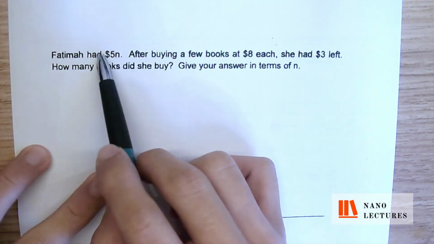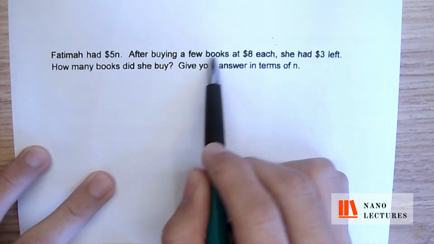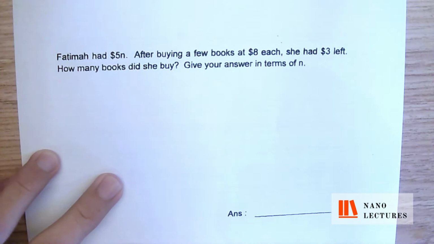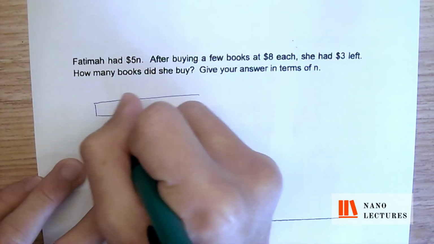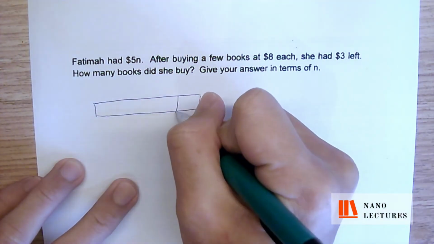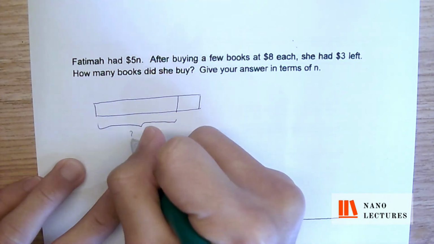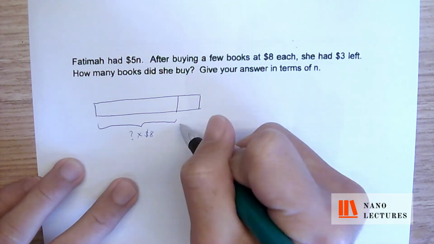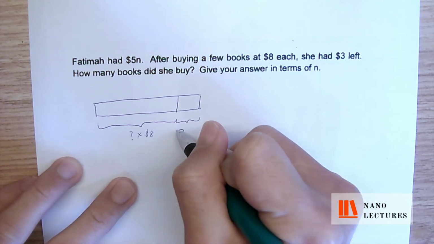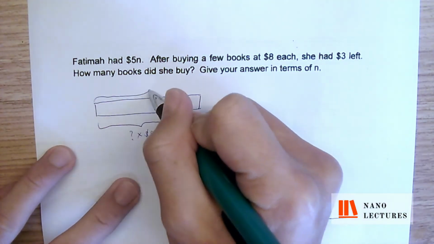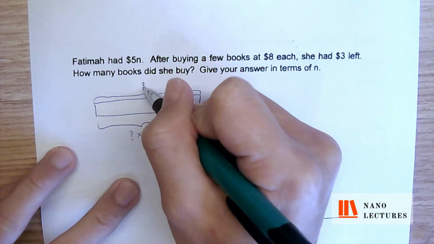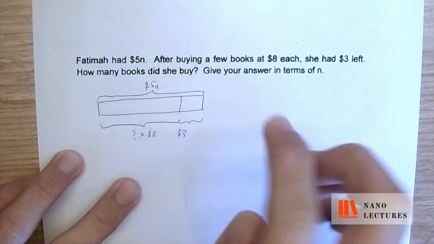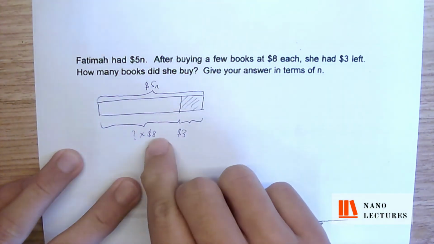So Fatima had $5n after she bought a few books, we have no idea how many, at $8 each. She had $3 left. So the model will be this. She bought don't know how many books at $8 each, and then she had $3 left. And in total, she had $5n. So what we'll do is take the entire thing minus this $3 and divide by $8.